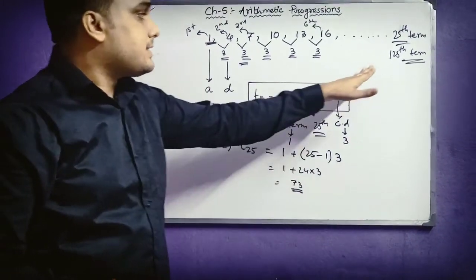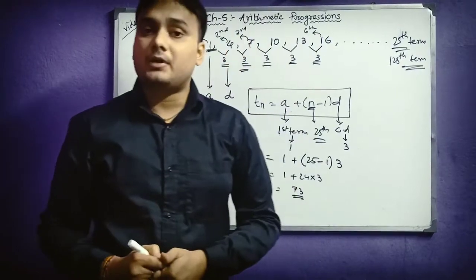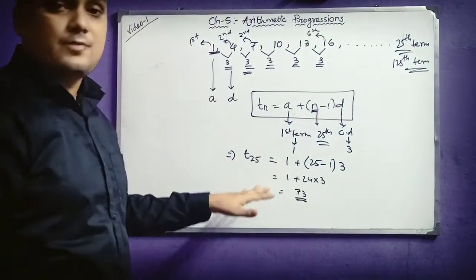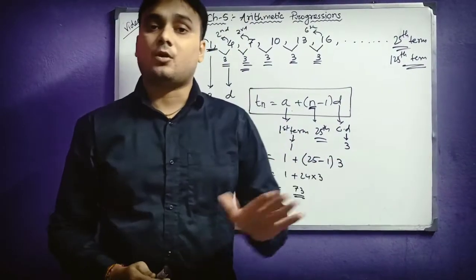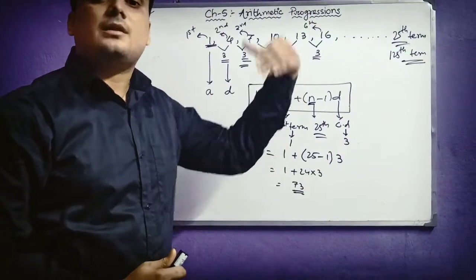So if I ask you to find the 125th term, you can easily find it. Any number of terms you can find very easily with the help of this formula. But in general, it would have taken a lot of time. So this is the formula Tn. Tn means what?